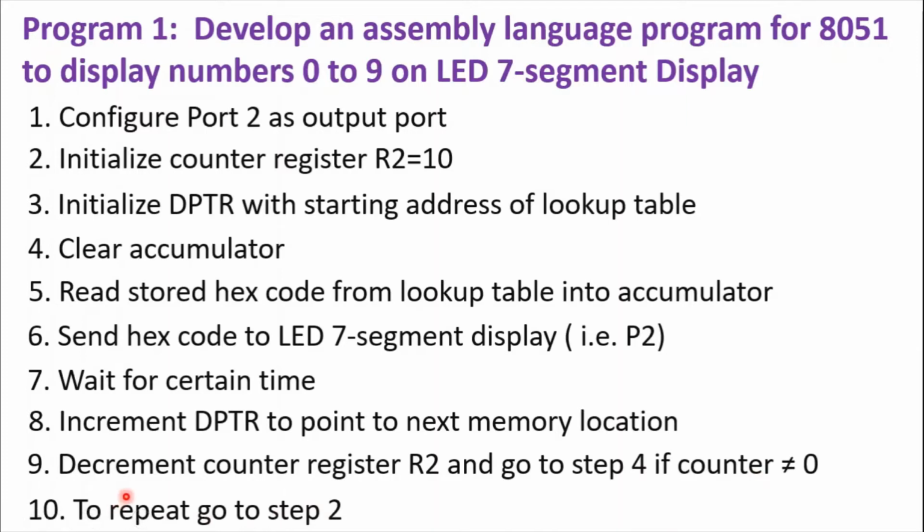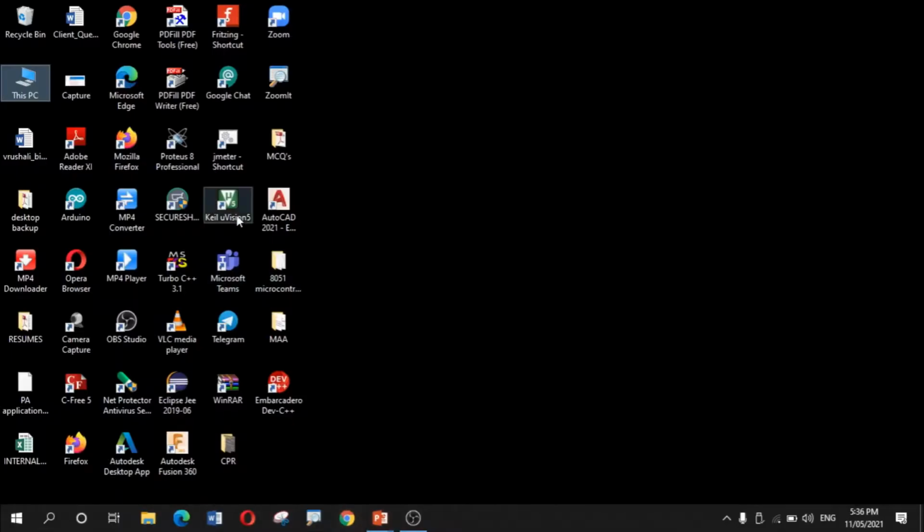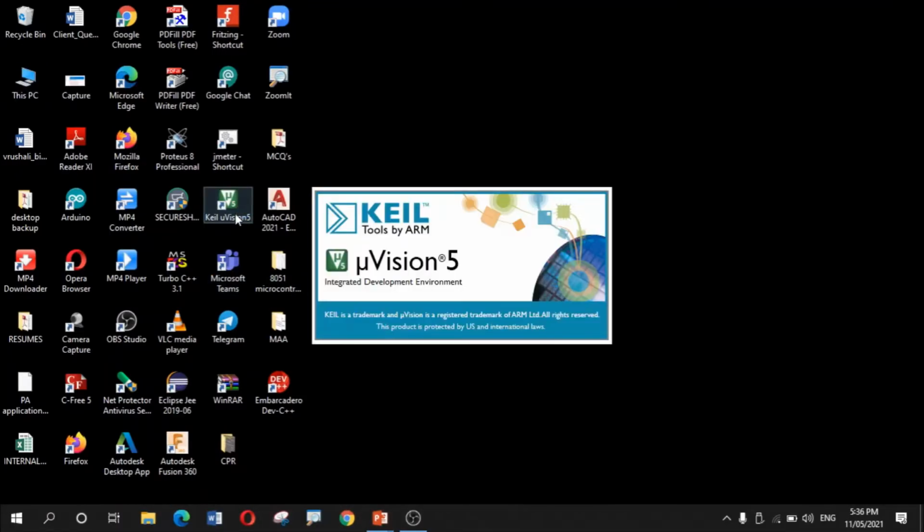And what do we have to do? We have to repeat the same thing once again, meaning we have to again start from 0 and go on displaying the numbers 0, 1, 2, 3 up to 9. So this is the way in which the program can be developed. Now let us move to the Keil IDE where we are going to develop the program.